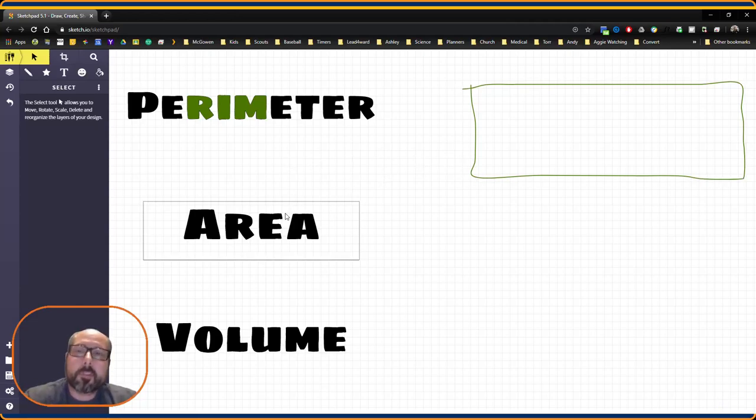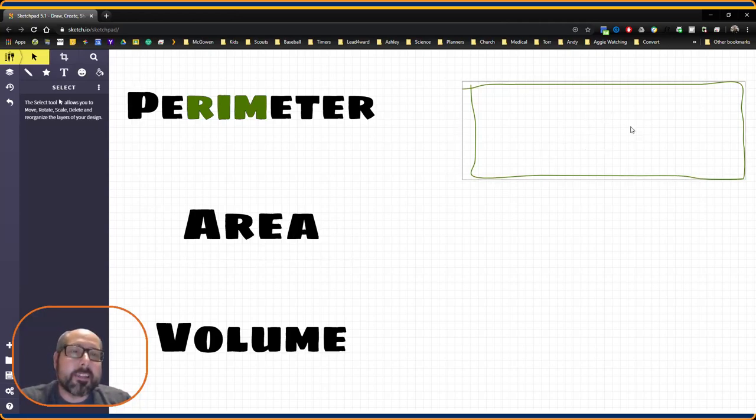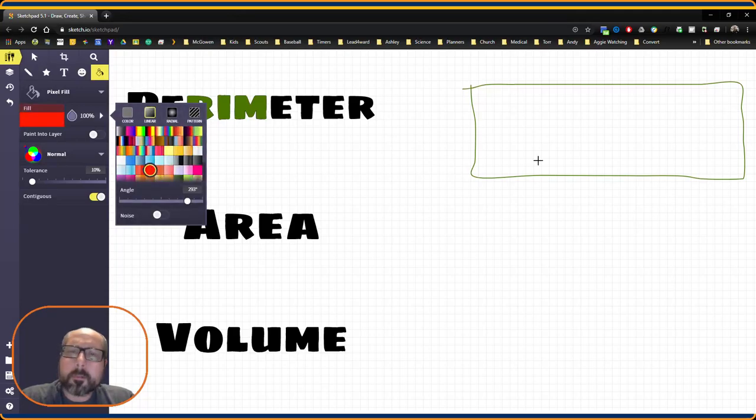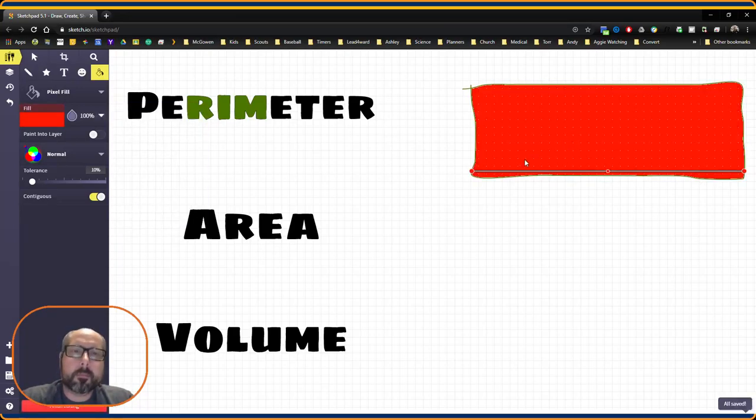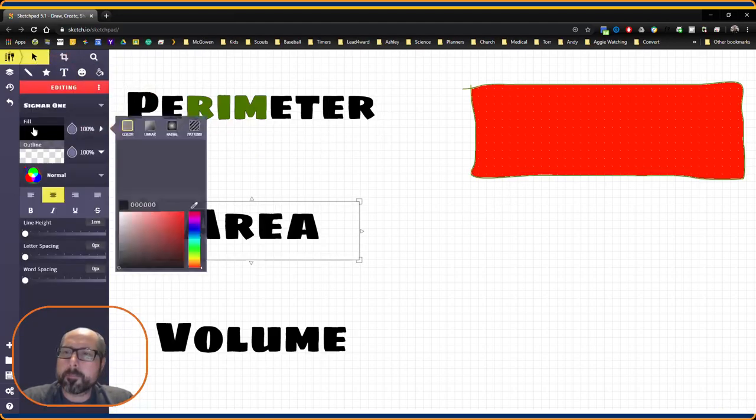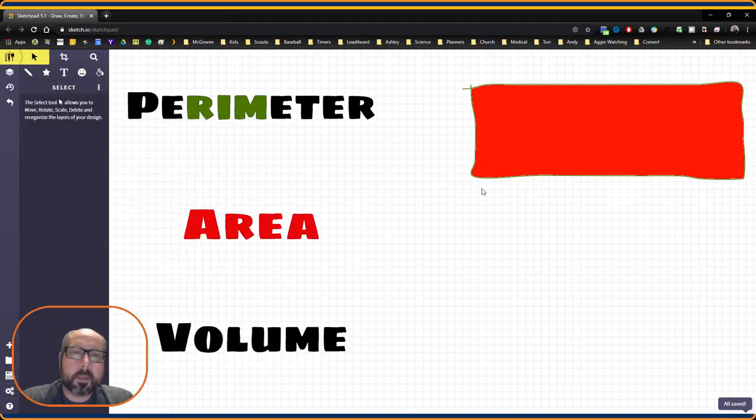Area is going to be very closely related to perimeter. The biggest difference is area is now talking about the inside of this figure, or the surface, maybe is a better word. So if we were to fill this figure with the red color here, everything in here, and if you see these little dots here, those show you little squares, and each of those squares is how we measure area.